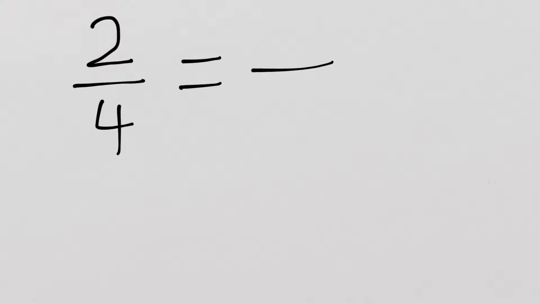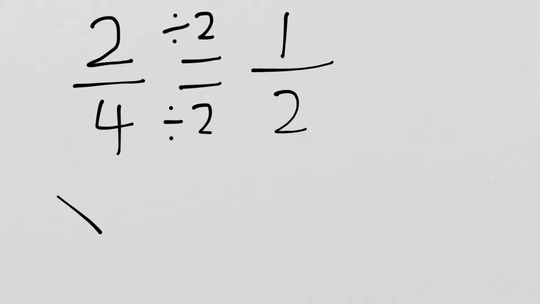2 and 4. Well, we know that 2 and 4 are both in the 2 times table. So what we can do is we can divide 2 by 2. 2 divided by 2 is 1. And whatever we do to the top, we have to do to the bottom. So 4 divided by 2 becomes 2. And we can see that 2/4 in its simplest form is 1/2.